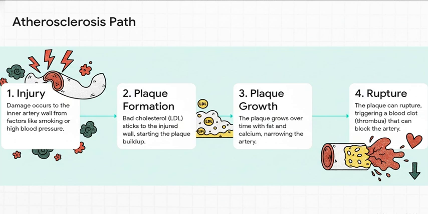And that's when the bad cholesterol, LDL, starts to glom on, forming these little fatty streaks. That's step two, the start of a plaque. Over time, more and more junk, fat, cholesterol, calcium, piles on, making the plaque bigger and the artery narrower. But here's the most dangerous part, step four. That plaque can break open or rupture. When that happens, the body freaks out, thinks it's a major injury, and sends platelets to form a blood clot, a thrombus, to patch it up. The problem? That clot can totally block the artery, stopping all blood flow, and that's what causes a heart attack.